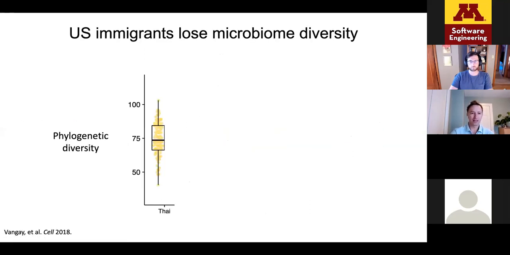And this was kind of the real jaw-dropping thing in the study. So I'm going to show you the diversity of the people living in Thailand. And this is actually phylogenetic diversity. It's a little bit more complicated than the one I showed you. You can learn about all of these types of methods in the class Computational Genomics, which I normally teach in the fall. I think Ray Kwong is teaching it right now. For now, just think of this as a relative measure. So there's this range of diversity in people living in Thailand.